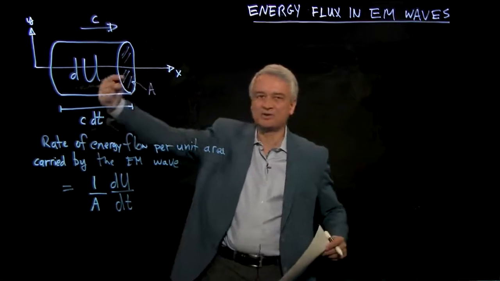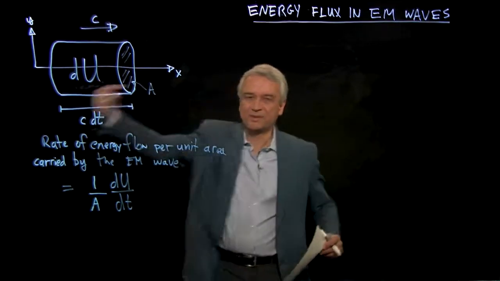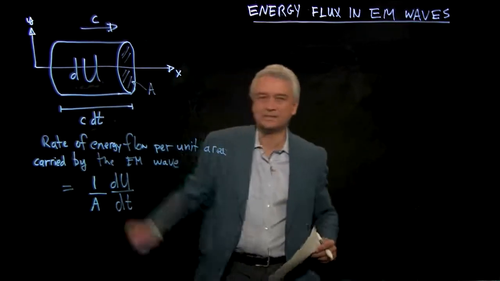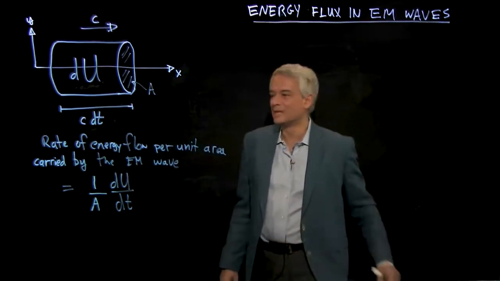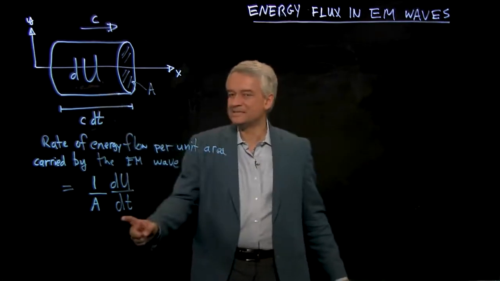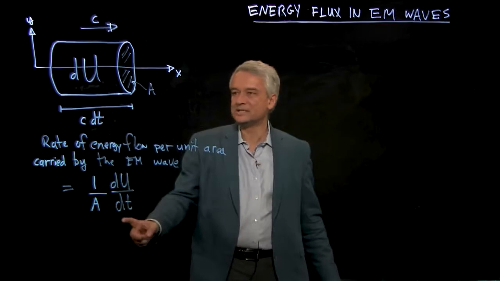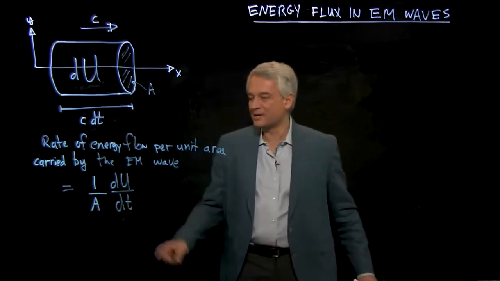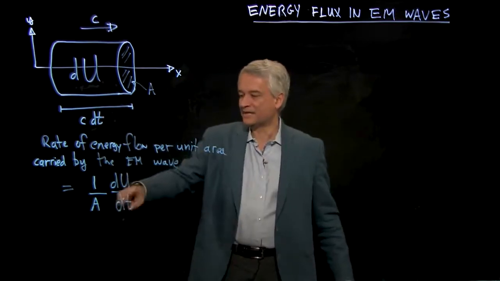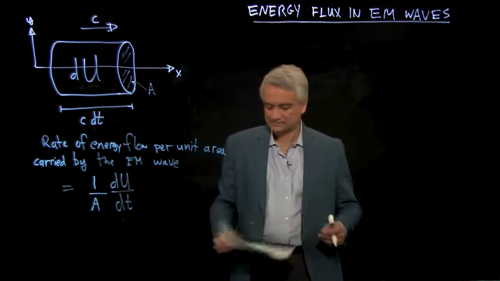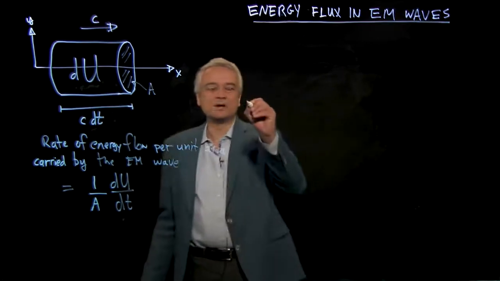I've got this piece of area here. How much energy is flowing through it per unit time? That's what rate means. So it's energy per unit time. That's du divided by dt, this much energy per time dt, and divide by the area. And now I have everything I need, I just need to work out what du is.